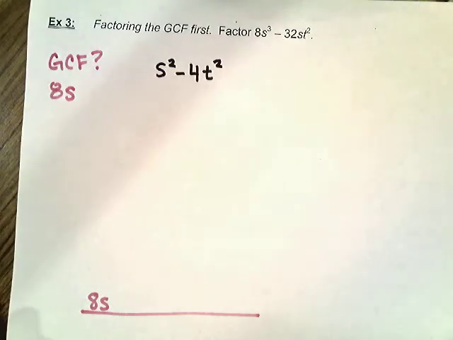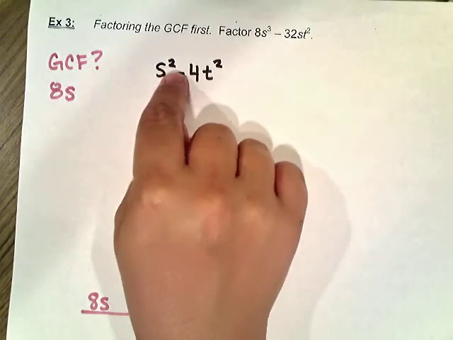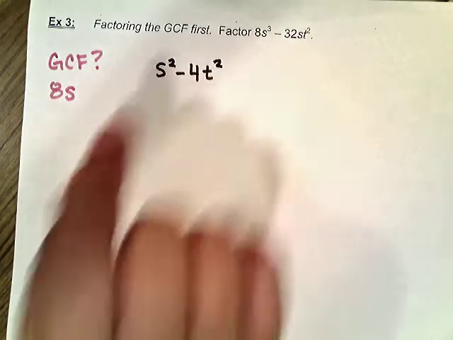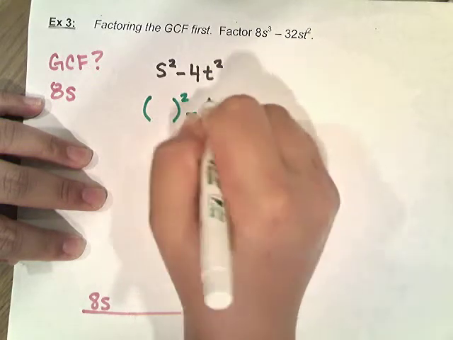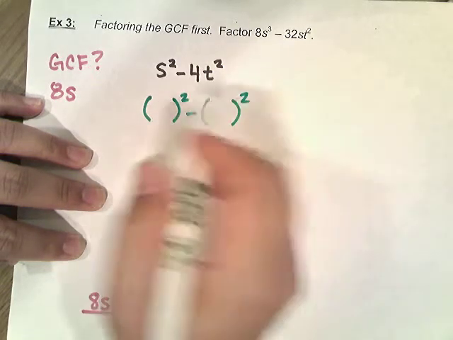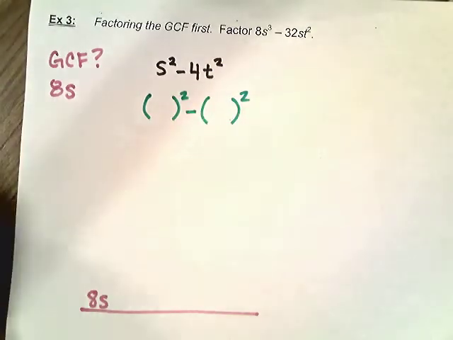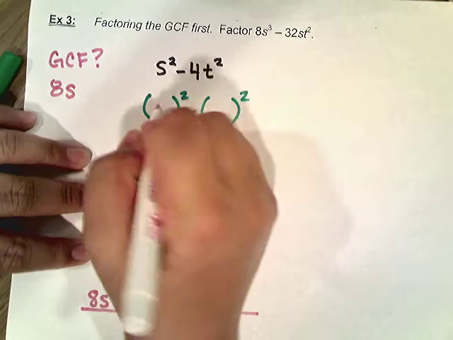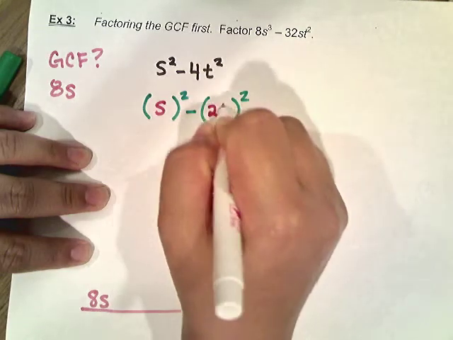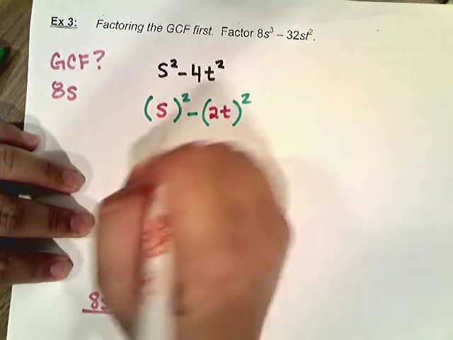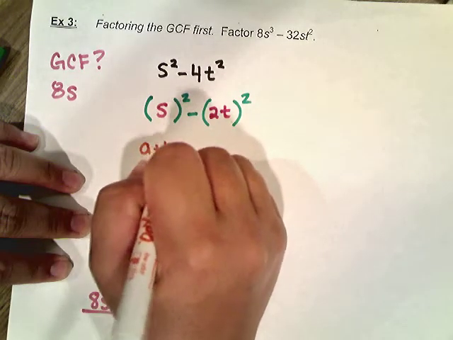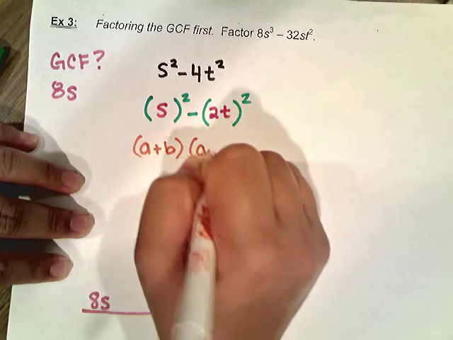We would be using the difference of squares because we have squares, right? S squared, t squared. And in order to be a difference of squares, it has to be a minus, which we fit into that category because it's a minus. So this is going to be an s in here, a 2t in there. Our pattern for our difference of squares is a plus b times a minus b.